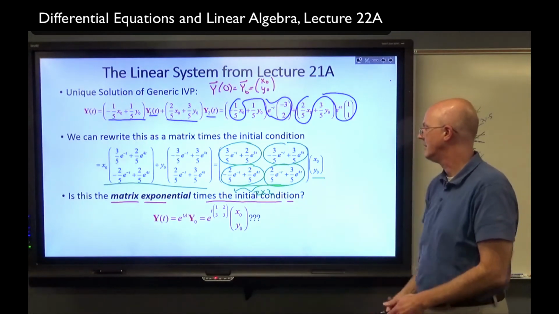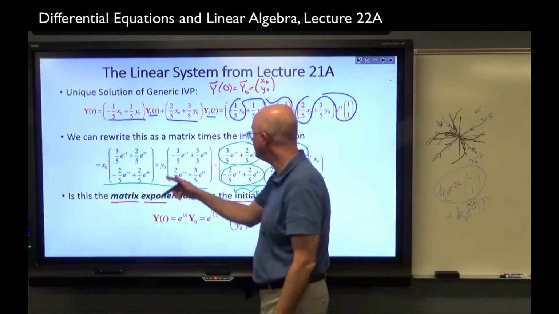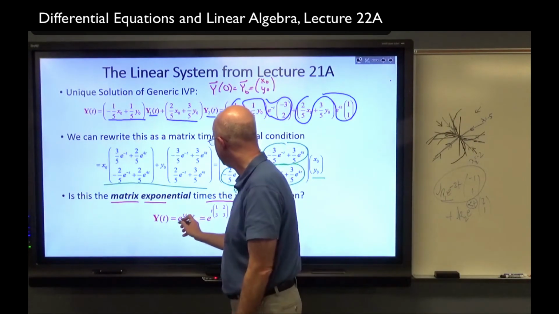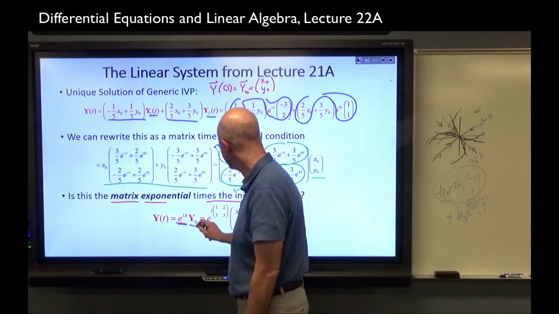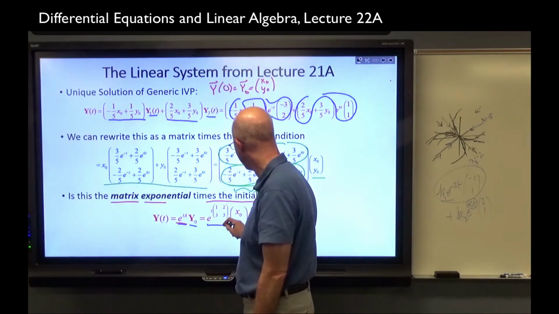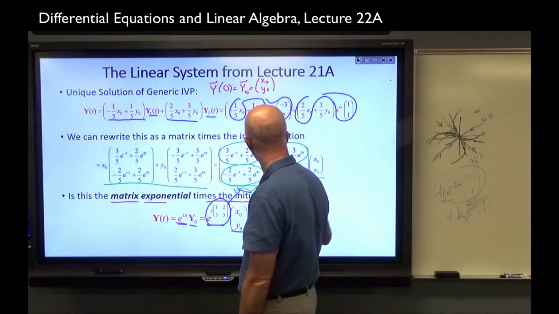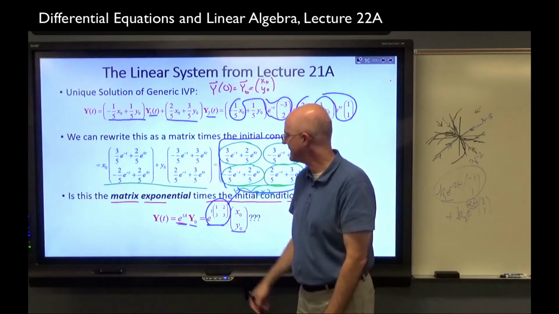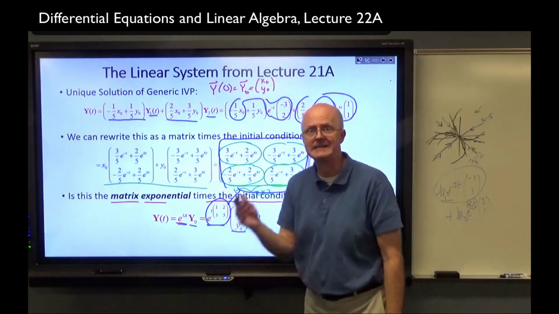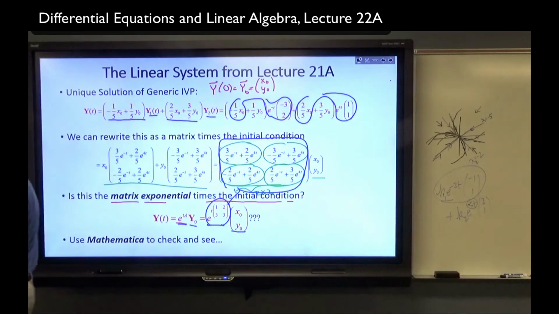Is this true? Is y of t, this function here, e to the t times a times the initial condition, where e to the t times a I could write like that, times the initial condition? Is this thing equal to this thing? That's what I'm wondering. If a is a matrix, t times a is a matrix, and e to the ta is another matrix. Well, let's just use Mathematica to check and see if this is right.